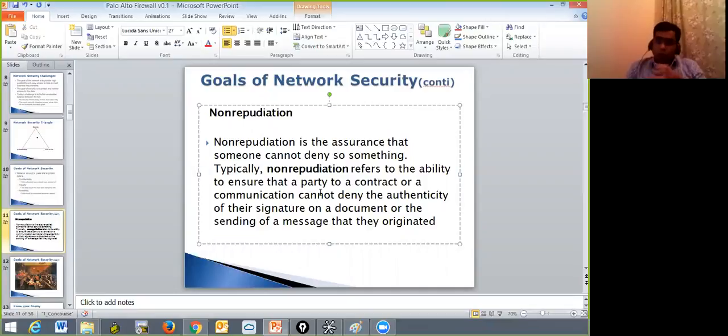So you also need to make sure that your network is designed from the security point of view so that non-repudiation is there, which means ensuring that somebody cannot deny. Typically, non-repudiation refers to the assurance that the party to a contract or communication cannot deny the authenticity of their signature on the document or the sending of the message. So simply, I gave you two examples. One is for the check and one is for when somebody intruded in your house.